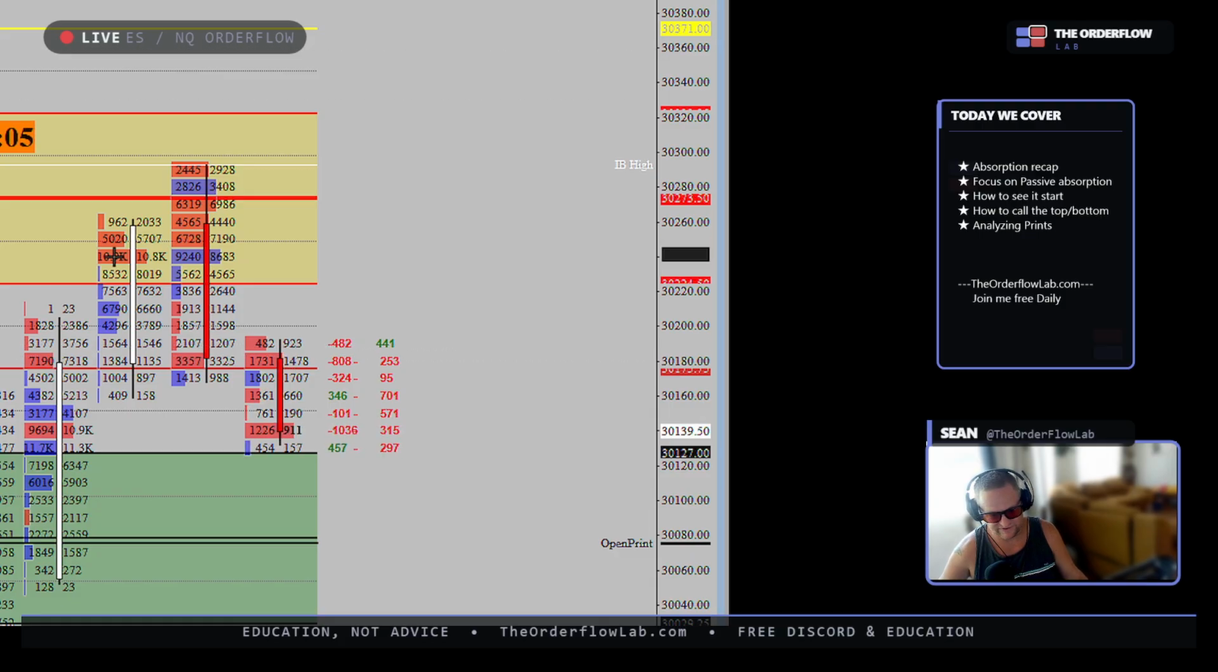There we go. Boom. There it is. There it is. Right into the bid, right? And you see, as soon as we hit the bid, boom, they bought it. So there you go. That is more beautiful absorption tape.